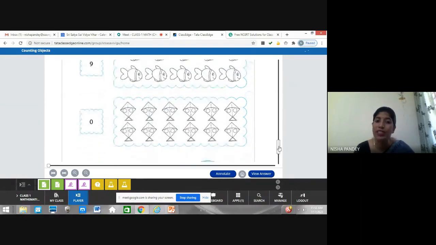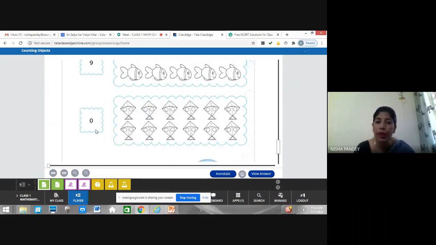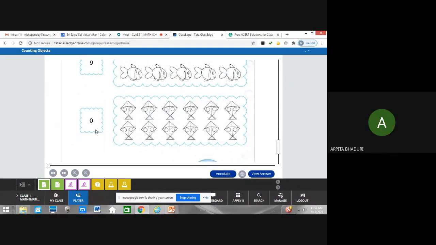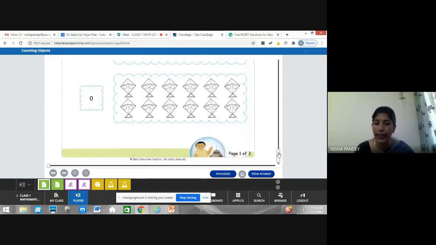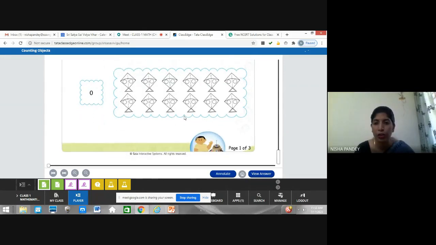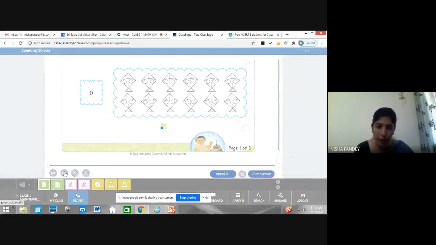Yes, now 0. So 0 means nothing, right? Zero means nothing. So are we going to color any kite here? No, ma'am. Yes, very good. We are not going to color any kite here because it is 0. Let's see the second page, children.